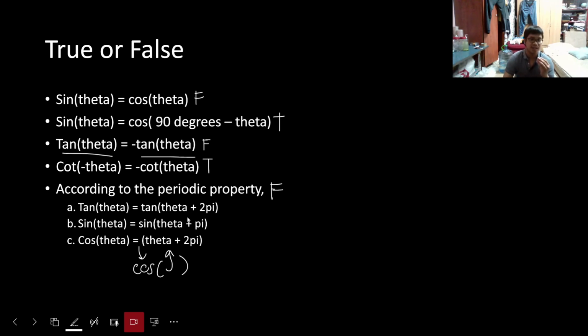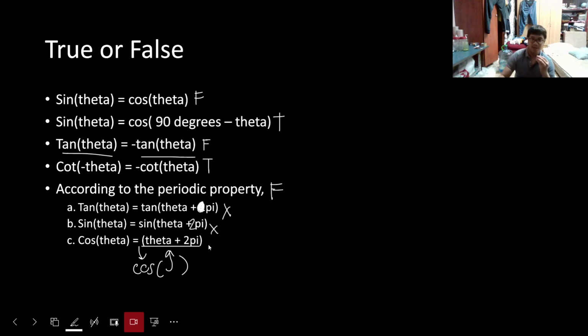Let's start first with tangent theta. The tangent theta one should not be theta plus 2 pi, rather it should be pi only. So this is wrong. And lastly, sine theta should be the same as the cosine. So basically, sine theta should be sine of theta plus 2 pi, the same as for the cosine, which is theta plus 2 pi.